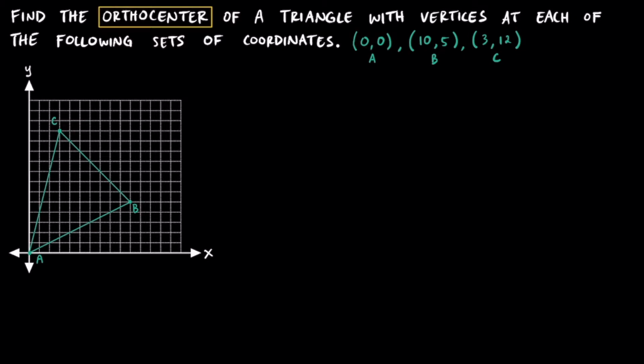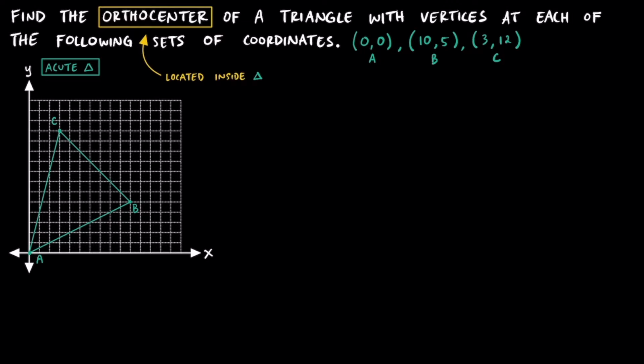Because all 3 of these angles are less than 90 degrees, or are acute, we know this is going to be an acute triangle. When dealing with acute triangles, the orthocenter is always located inside the triangle. Remember, if we had an obtuse triangle, then the orthocenter would be located outside the triangle, and if we had a right triangle, the orthocenter would be located on the actual triangle.